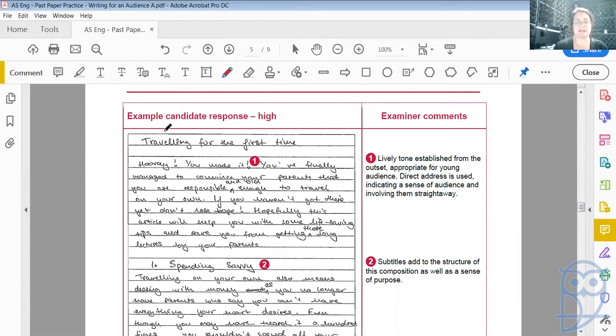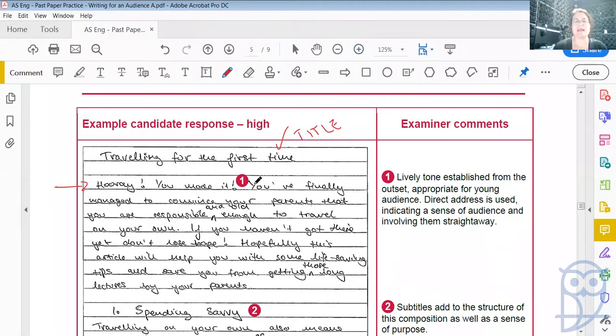So here is the title, Traveling for the First Time. This is good because that's exactly what you would have in a magazine article. The title will always be there before the article starts. Keep that in mind. And they start out with a positive opening: Hooray, you've made it. You finally managed to convince your parents that you are responsible and old enough to travel on your own. And why did the examiner like this?